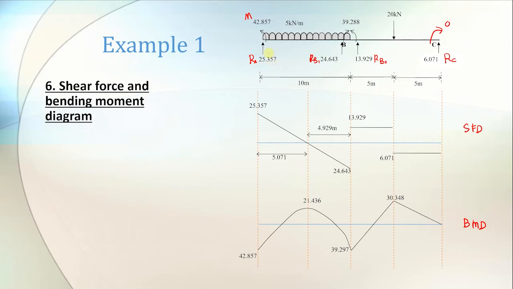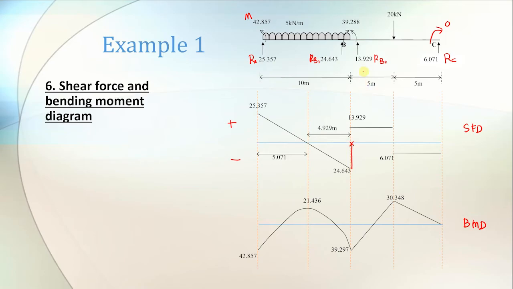You have one force here going up, which is 25.357. Okay, so 25.357, you have one UDL here, which is 5 kN per meter for 10 meter length of beam. So 25.357 minus 5 times 10, that is 25.357 minus 50, so you will get negative 24.643. And then you have 24.643 going up, because of Rb1, so it becomes zero again.